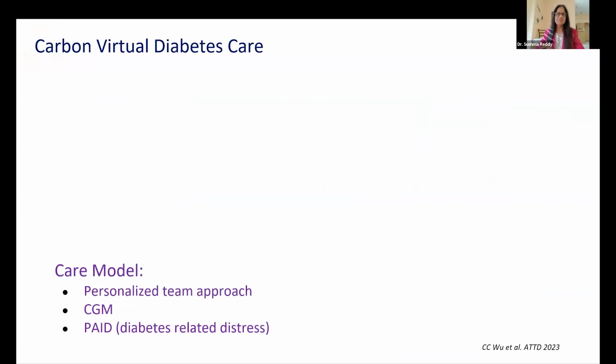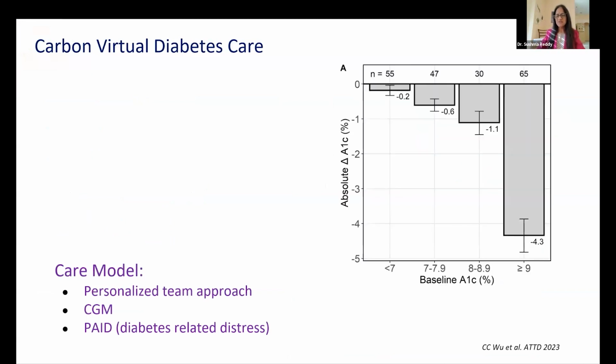So I wanted to share with you some data from when I worked at Carbon Diabetes Care. I want you to pay attention that our care model consisted of a personalized team approach, which all of you do. We also added in a CGM, so patients could have that direct feedback, and we had that data set to see what to do. And we also addressed diabetes-related distress using something called PAID, or Problem Areas in Diabetes Assessment, which I'm happy to share with all of you. Through Kristen, we can email it to you. But here's what we found.